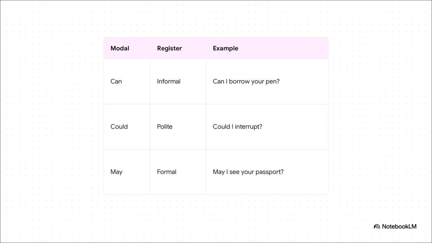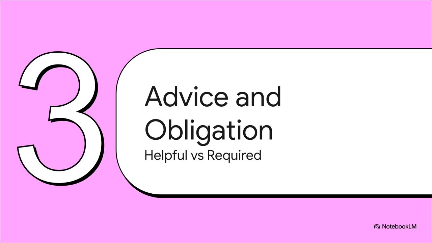Now, moving from ability over to permission, this brilliantly illustrates the fine art of asking for things. Your choice of modal completely dictates your level of formality or your register. Can is informal. It's perfectly acceptable for your peers or casual settings like, can I borrow your pen? Could softens the request. It shows a bit of social deference, making it polite and semi-formal. And then there's may. May is strictly institutional and highly formal. You use can for a friend's pen, sure, but a customs officer is always going to use may when asking for your passport. All right, let's jump into Section 3, giving advice and obligation.